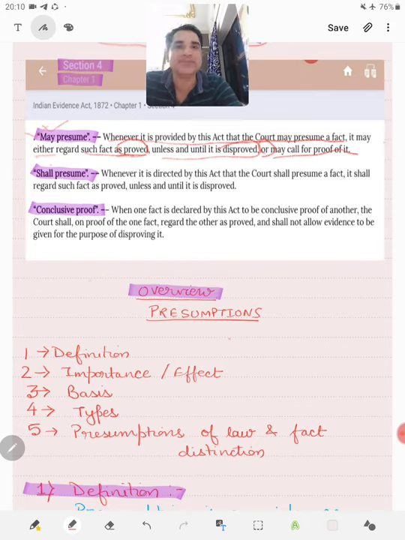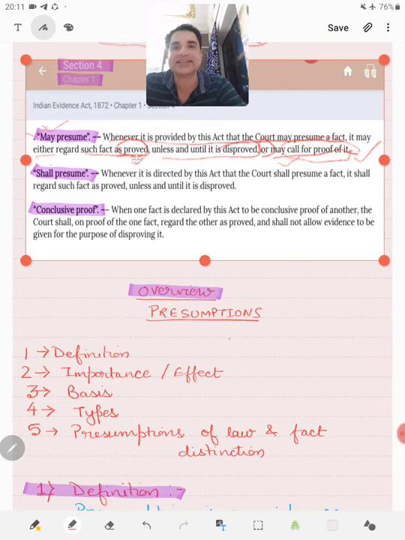Another option which is available to the court in this case is that the court may ask for proof of it. The court may not take it for granted to be proved, rather the court may ask for proof of it. So therefore, there are two options before the court when it is dealing with the term may presume. One, it may take it to be proved, and another, it may call for proof of it. But where it takes it to be proved, it will allow the opposite party to disprove it.